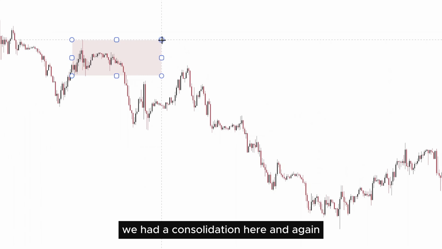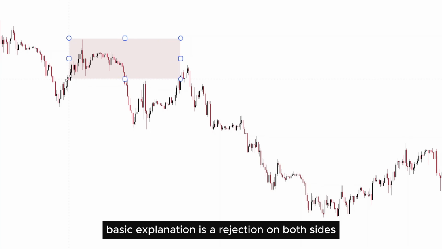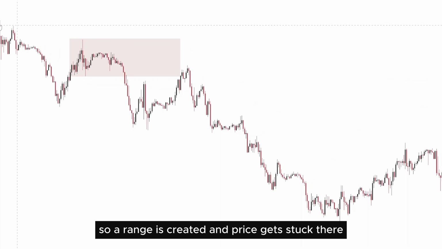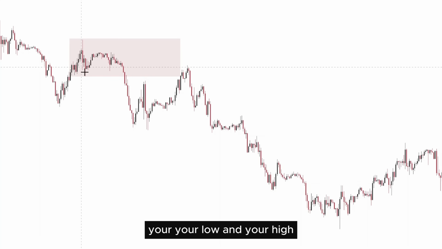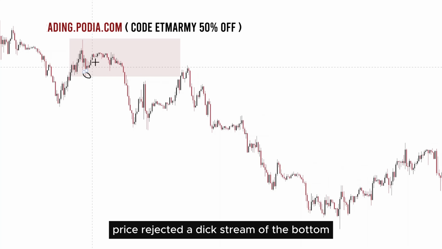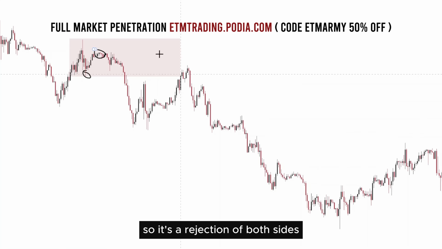We had a consolidation here, and again, consolidation, just for a basic explanation, is a rejection on both sides. So a range is created and price gets stuck there. So this was your consolidation, your low and your high. Price rejected at the extreme of the bottom and at the extreme of the top and stayed there for a little bit. So it's a rejection on both sides.